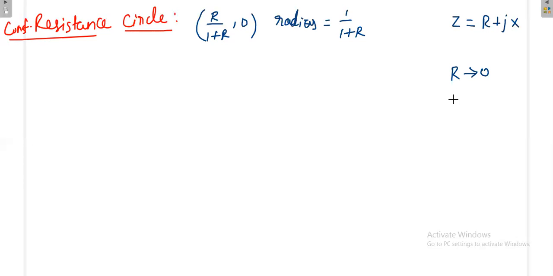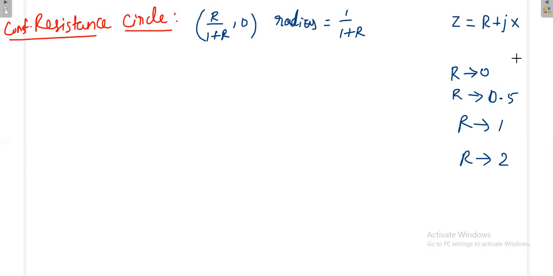Can R be equal to 1? What is the meaning of this? When R is equal to 1, that particular value is the same as the characteristic impedance. Then my R could be in between also. My R could be 0.5, it could be 1, it could be 2.